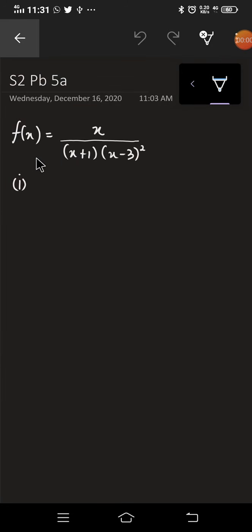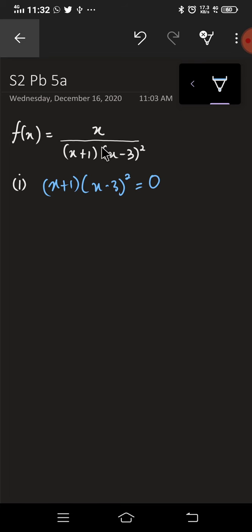First question, for 5a, they ask you to show that the function has two vertical asymptotes. If we look at our functions in chapter 5, we can show that the function has a vertical asymptote by letting the denominator equal to 0. So (x + 1)(x - 3)² = 0. Why? Because the denominator cannot be 0 so that f will be defined.